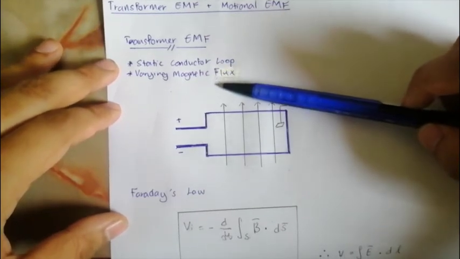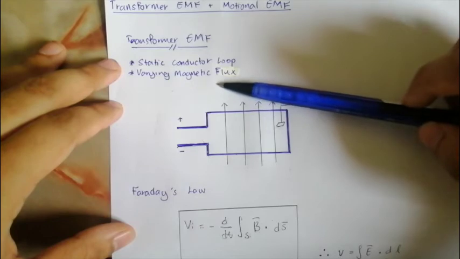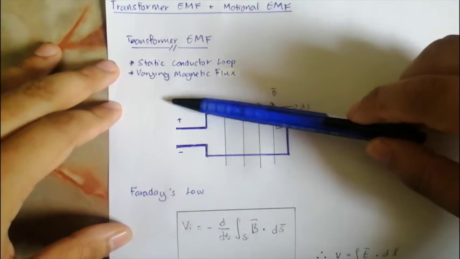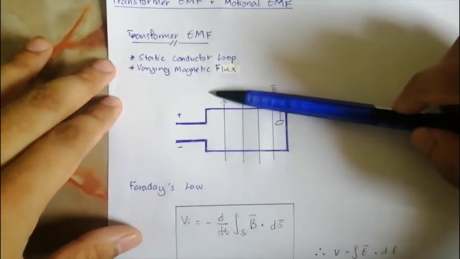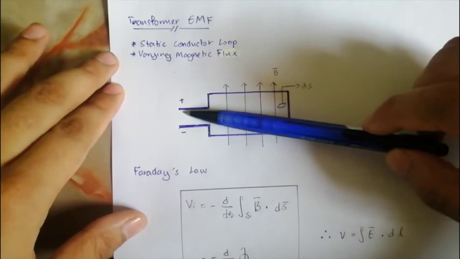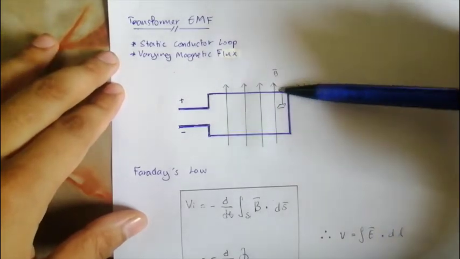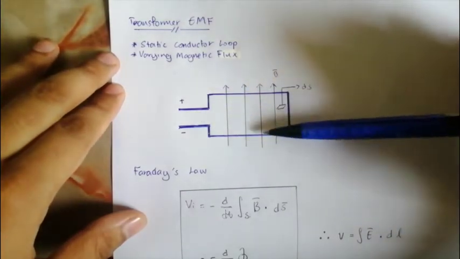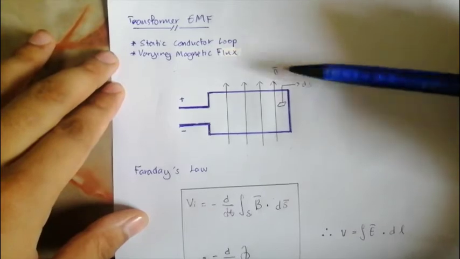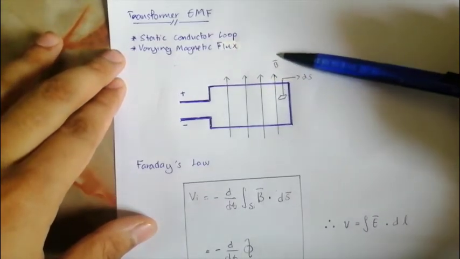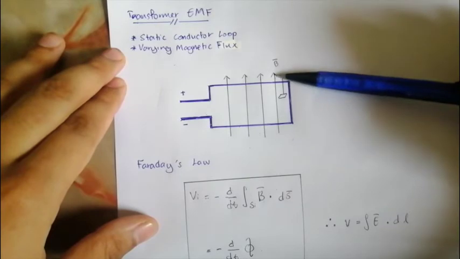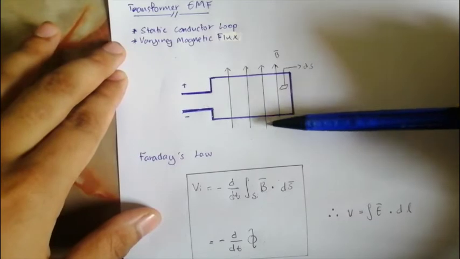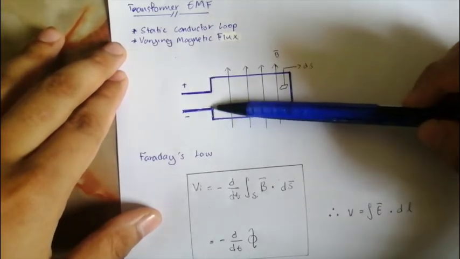In transformer EMF, the two key factors are a static conductor loop and a varying magnetic field. As we can see in the diagram here, the conductor loop is permanent while the magnetic field is varying. When the total magnetic flux in the conductive loop has a non-zero derivative against time, voltage will be induced in the conductor loop.